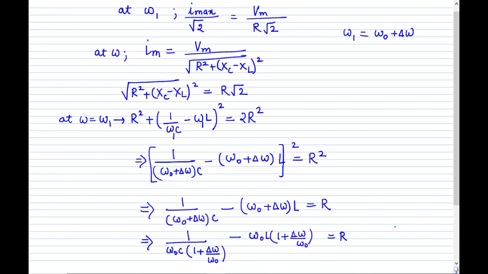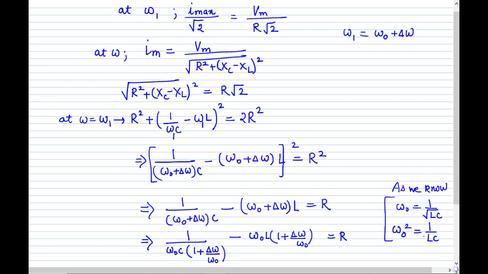Now we know that omega naught squared is equal to 1 upon LC, because omega naught is equal to 1 upon under root LC. That is the condition of resonance. If we do the square, then omega naught square is equal to 1 upon LC. So we can write omega naught L is equal to 1 upon omega naught C by cross multiplication.